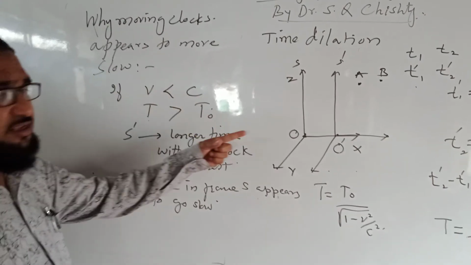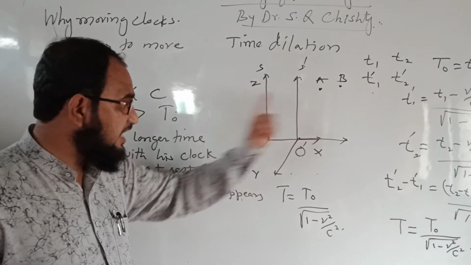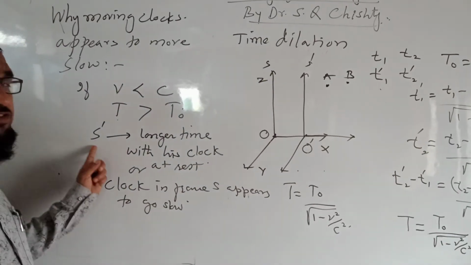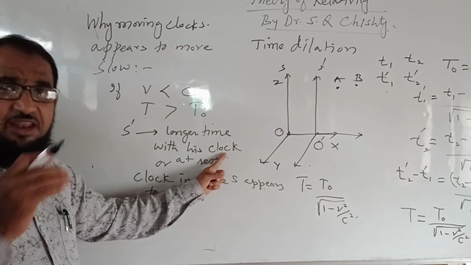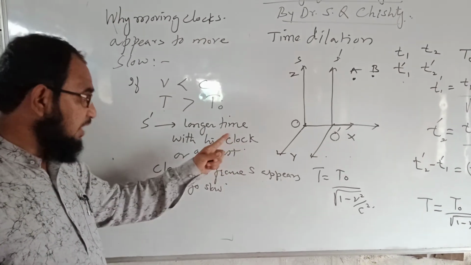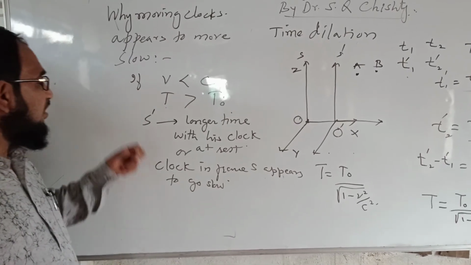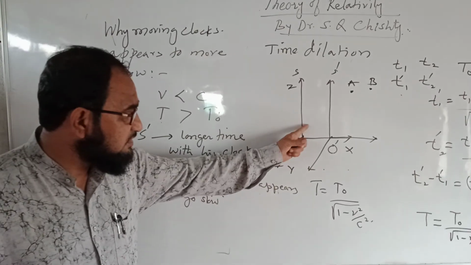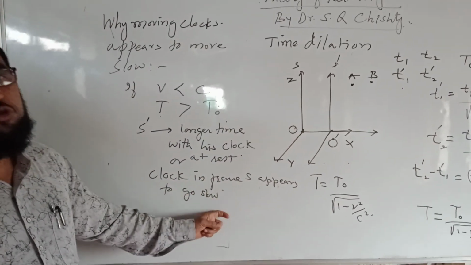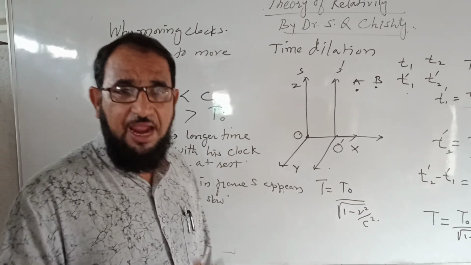It means that in the frame of reference S dash, the observer will measure the longer time with his clock when he appears to be at rest, and we can say the vice versa, that the clock in the frame S will appear to go slow. This phenomenon is known as time dilation.